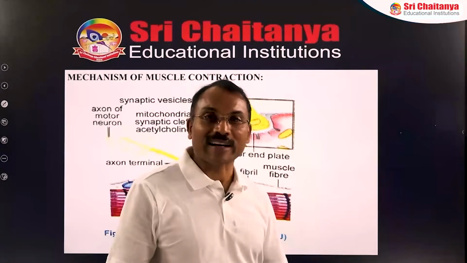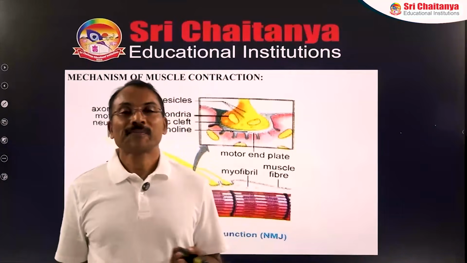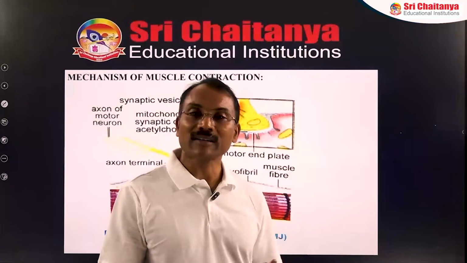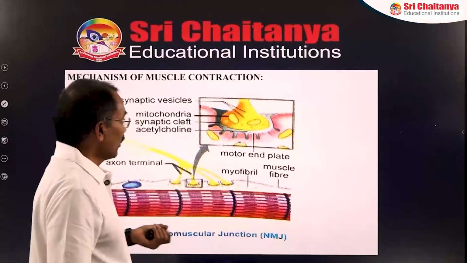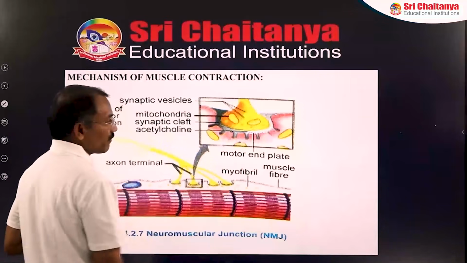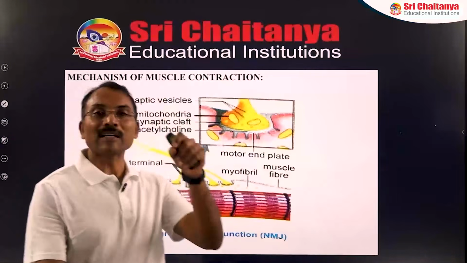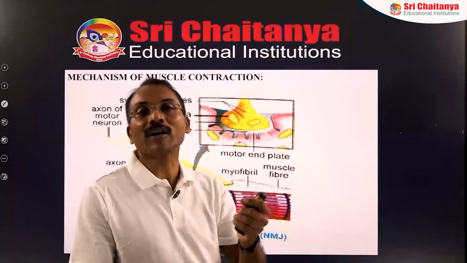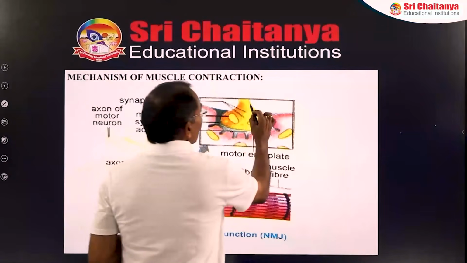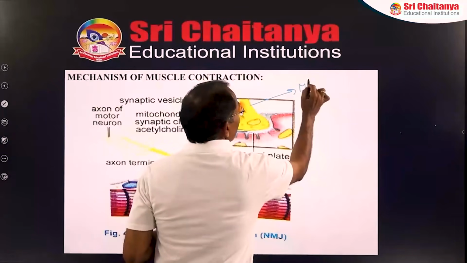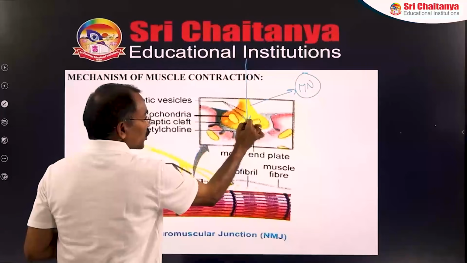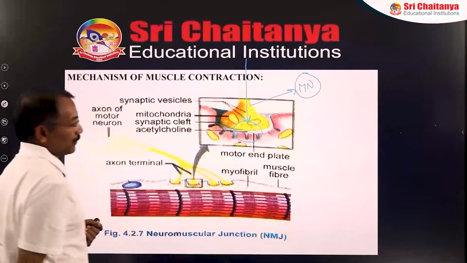Mechanism of muscle contraction. You know, skeletal muscles are under the control of the SNS, the somatic nervous system. For the activation of a skeletal muscle fiber, a motor impulse should reach the neuromuscular junction through the motor neuron. This is the motor neuron through which the motor impulse from the CNS reaches the neuromuscular junction.